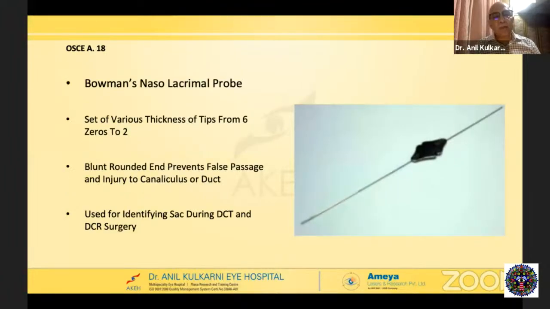This is a set of various thickness of tips from 00 to 6, that is 1 and 2. They have a blunt rounded end which prevents false passage and injury to the canaliculus or the duct. And this is also used for identifying the sac during dacryocystectomy or dacryocystorhinostomy.